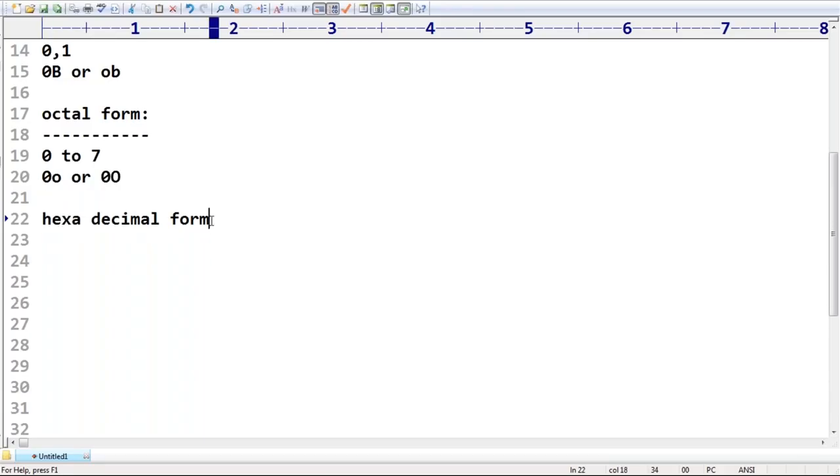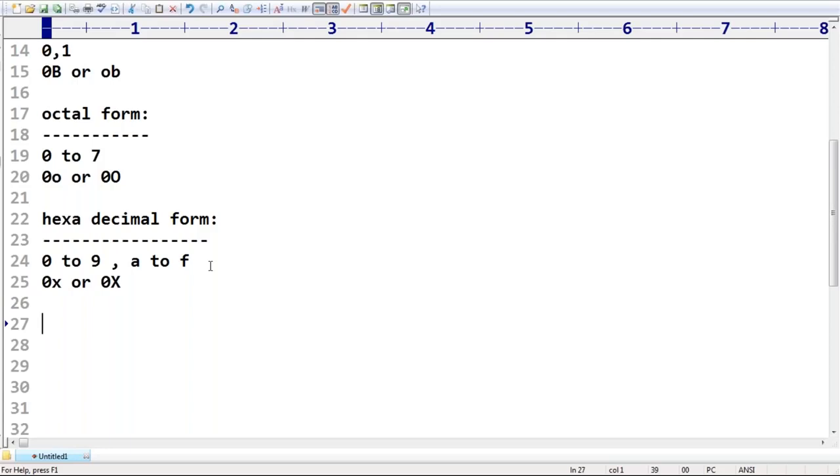Hexadecimal form: allowed digits are 0 to 9 and A to F. For A to F, you can use either lowercase or uppercase, no problem at all. It should compulsorily be prefixed with 0x (small x) or 0X (capital X). That is about hexadecimal. So for the integral type, these are the various forms allowed.